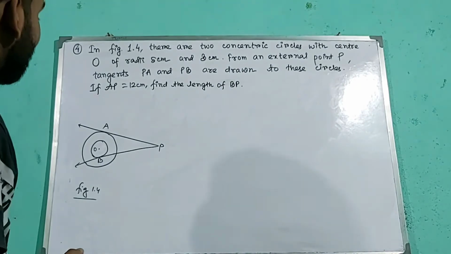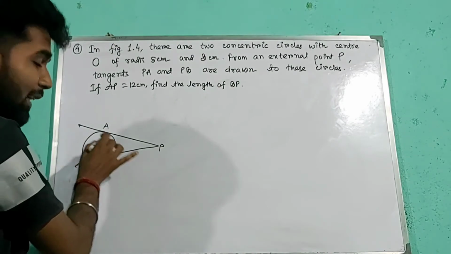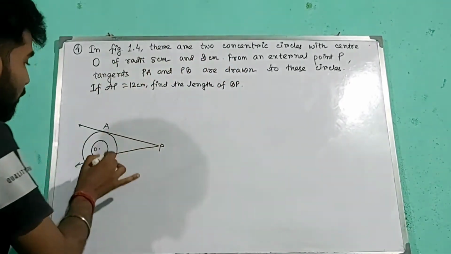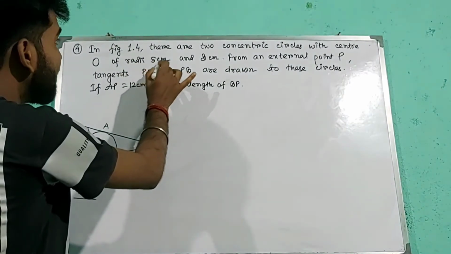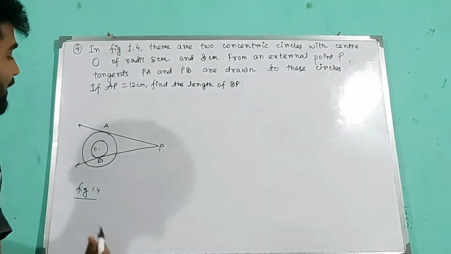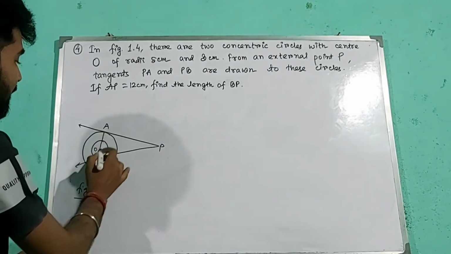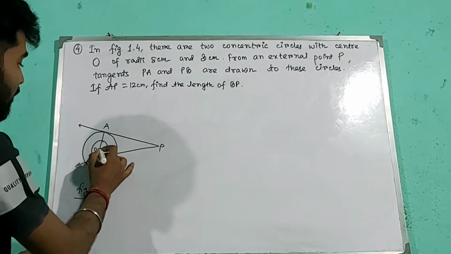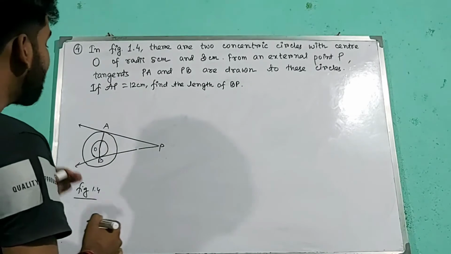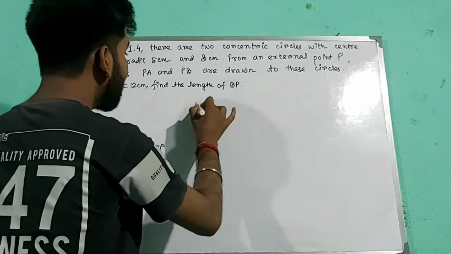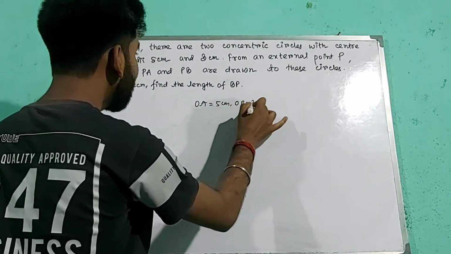Now a little different math. See, taken up 1.4, there are 2 concentric circles. That means 2 circles are there with center O. Both circles' center is O. You can see concentric circles, the center will be the same. Of radius 5 centimeter and 3 centimeter. You can easily know which will be 3 and which will be 5. The bigger one's radius will be what? 5. OA will be 5 and OB will be 3. I am writing it. OA equals 5 centimeter and OB equals 3 centimeter.